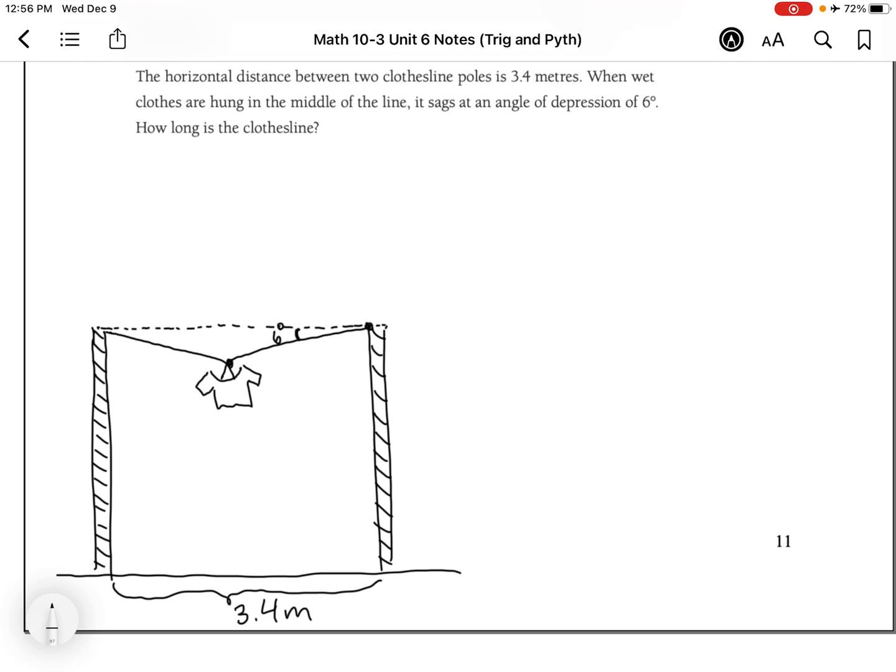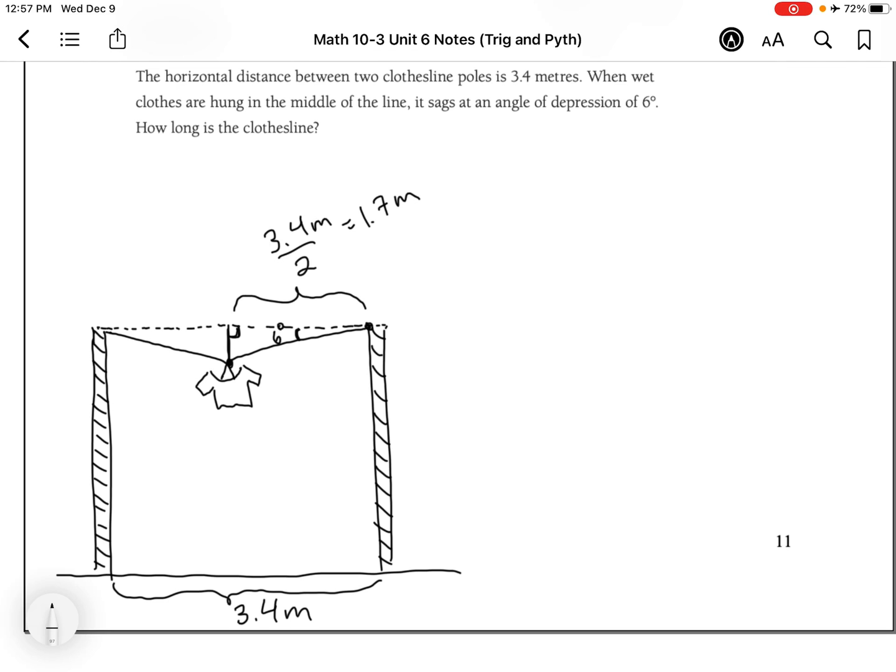Now you may not see a right triangle yet, but if we draw this little guy, and remember, I didn't make the drawing very good, but we're going to picture that this is right in the middle. That makes a right triangle. And if it's exactly in the middle of the 2 poles, then this part should be exactly half of the distance between the two poles, which is 3.4 meters divided by 2, which is 1.7 meters.